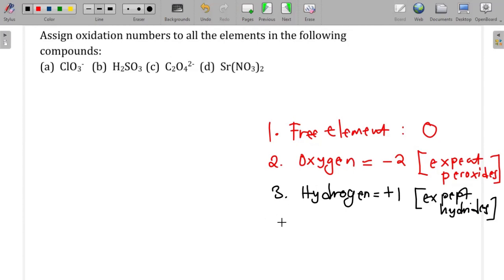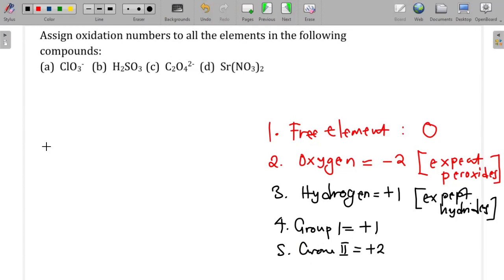And then the next one is group 1 elements. If an element is in group 1, then its oxidation number will always be +1. If an element is in group 2, then its oxidation number will always be +2. So in short, for all other elements that can become ions on their own, they can become a positive ion or a negative ion. The oxidation number will simply be the same as the charge that they have.